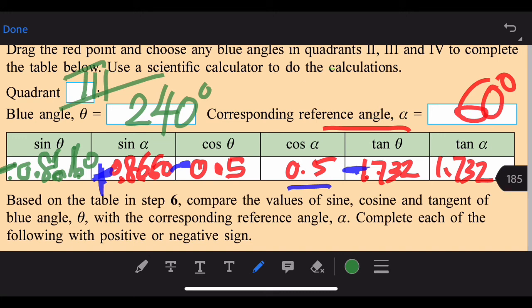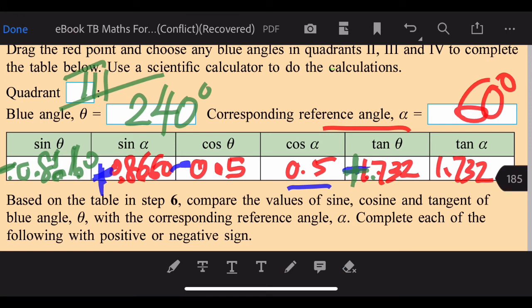For cos 240 is still negative, right? Yeah. And cos 60 in first quadrant is always positive. And tangent 240 will give you positive now. This is positive 1.732. So tangent alpha still remains the same. For first quadrant, it will remain the same.